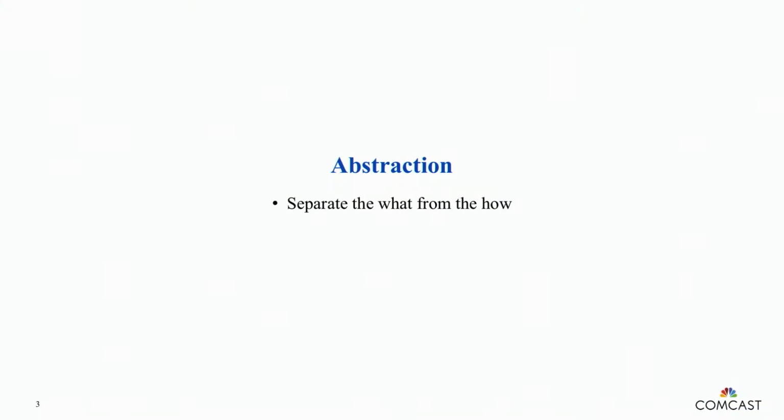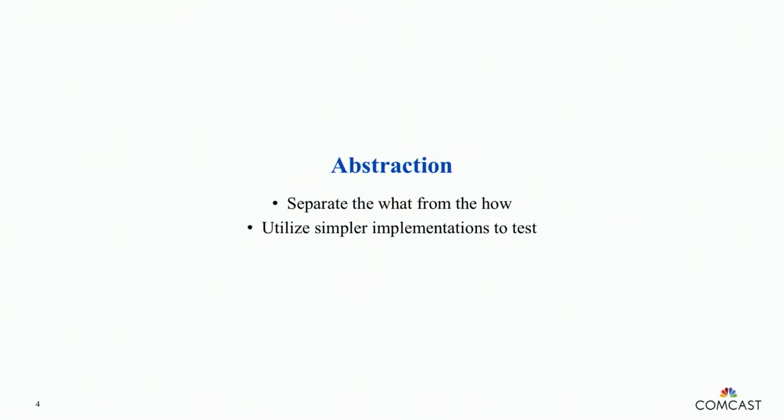Right? So we want to separate the what from the how. We want our code to be clean. We don't want to see the underlying junk that makes up how we actually get things done. We want to see exactly what we're trying to accomplish. We want to utilize simpler implementations for testing. And this is the example you always see around: I don't want to test in Future. I'd rather test in something that's synchronous.